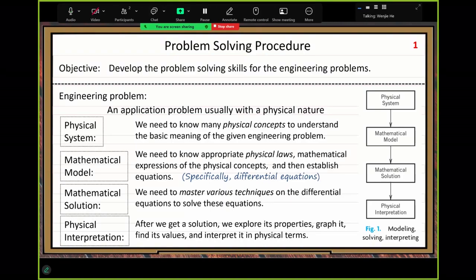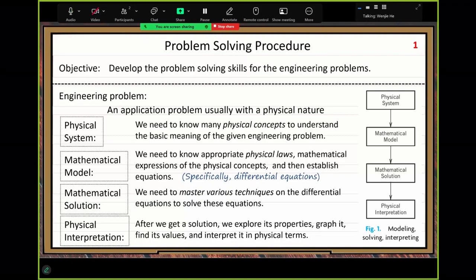Graph it. Sometimes we want to view our solution visually, to get a visual view of our solutions. Because if you look at the solution in the math formula, you may not be able to see some hidden properties. So in that situation, you may need to draw graphs of your solutions to help you see some important properties.